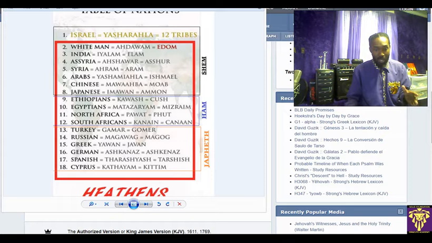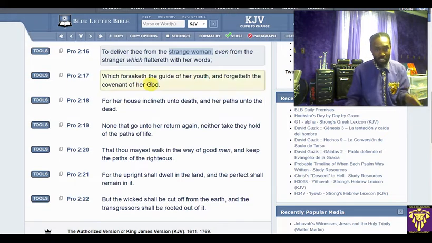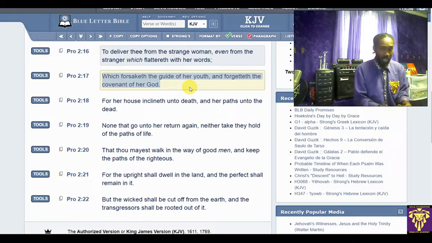You know why? Because Proverbs 2 and 16 talks about this strange woman using flattering words. And then Proverbs 2 and 17 goes into that same woman, that strange woman that used these flattering words. It says that she forsook the guide of her youth and she forgot about the covenant. So automatically that lets you know this had to be an Israelite woman, which would be a black, Hispanic, or Native American woman today. Because it settles the whole thing in Proverbs 2 and 17 when it mentions her forgetting the covenant.